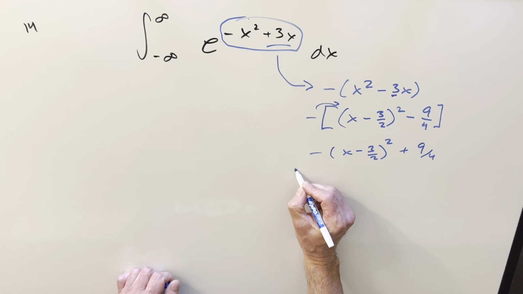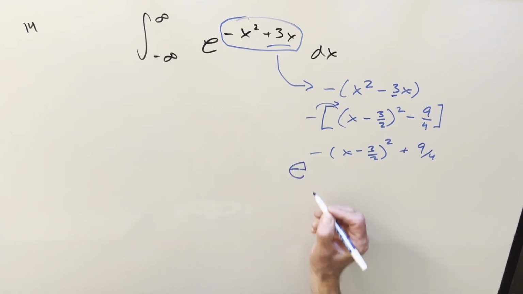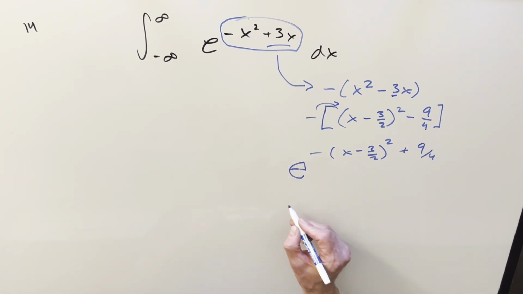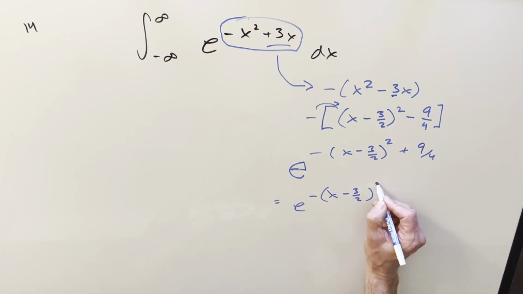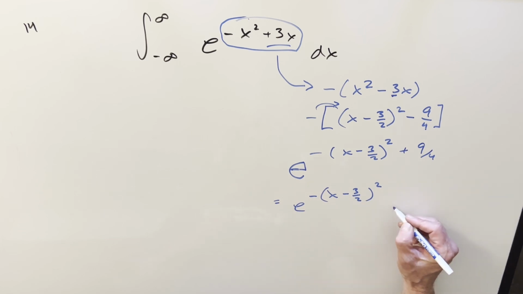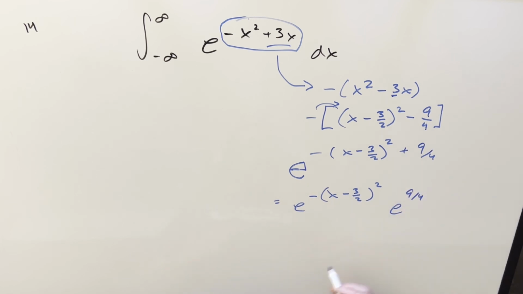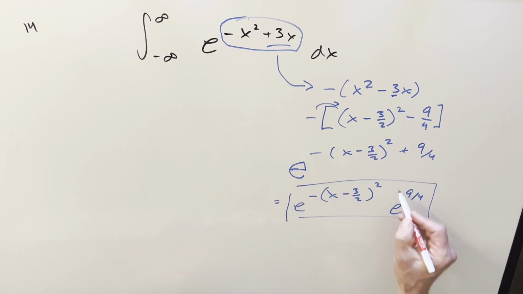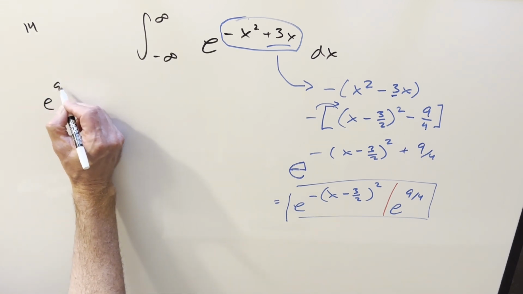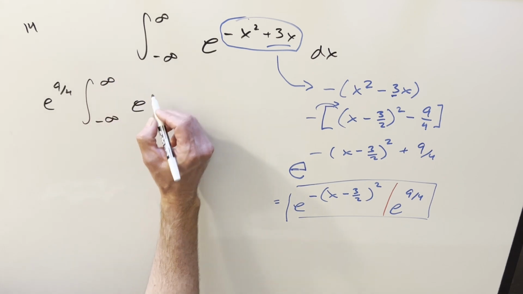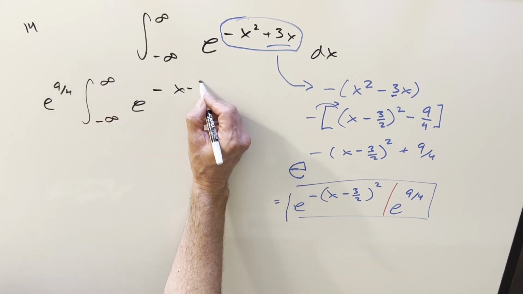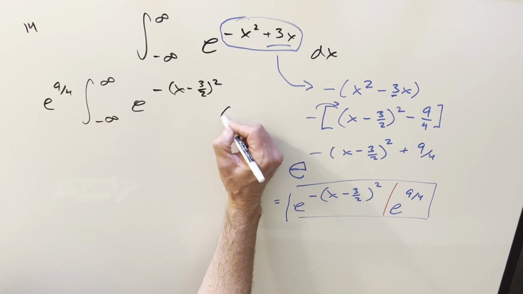Now this is all in the exponent for our e, okay? So by exponent properties, we can split this up into two terms. We can have the first one like this, and then a second term with e to the 9/4. But e to the 9/4 is just going to be a constant. So we can put it back in the integral, but the e to the 9/4 is going to come up front. So we'll have e to the 9/4, same bounds, minus infinity to infinity. Now we just have a different exponent, e to the minus x minus 3 halves, all squared.